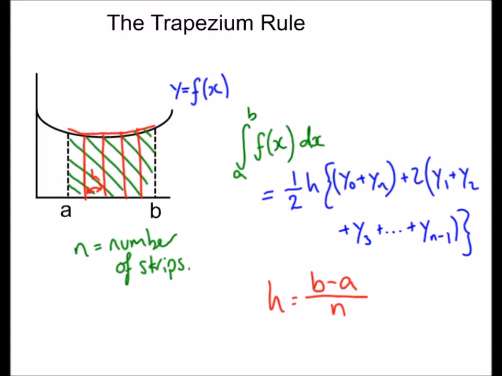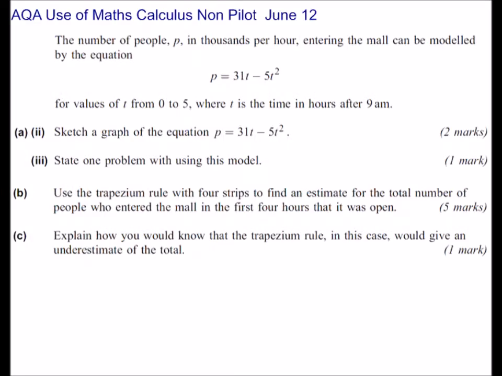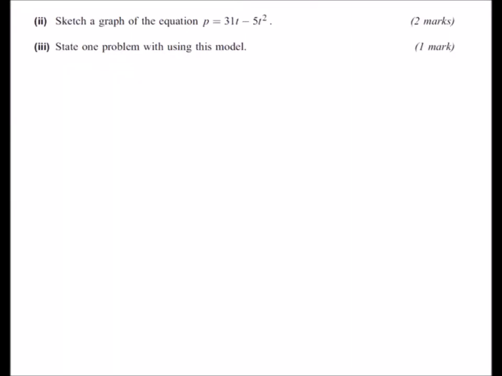So let's have a go at applying this to a question. The first part says sketch a graph of the equation p equals 31t minus 5t squared. So this is really an algebra question. So you need to think back to our AS work. We know that we're going to have 0. This factorizes, which helps us a little bit. This factorizes to t brackets 31 minus 5t.